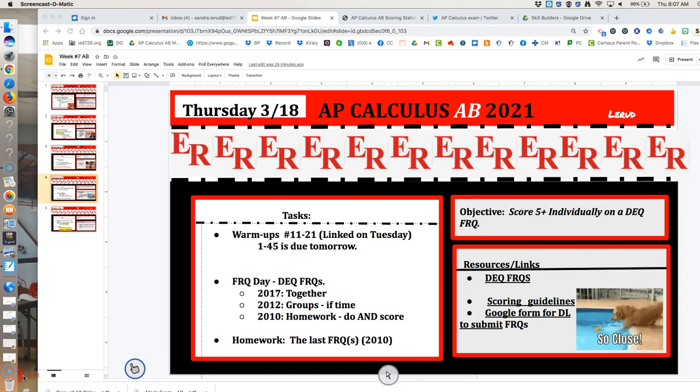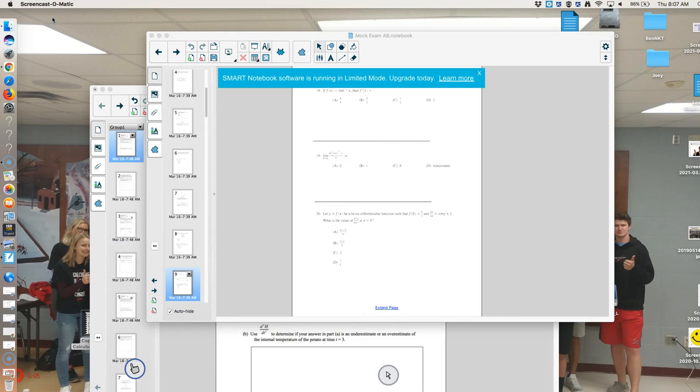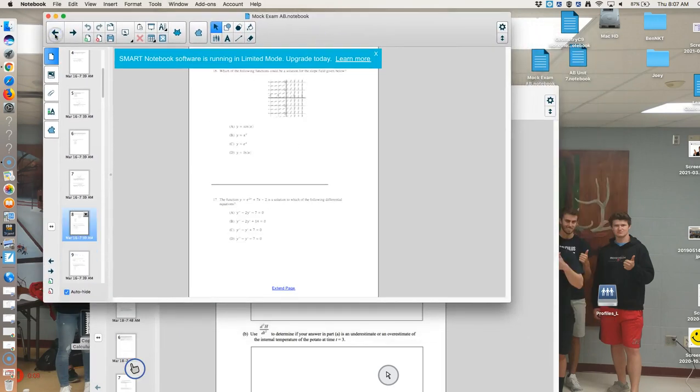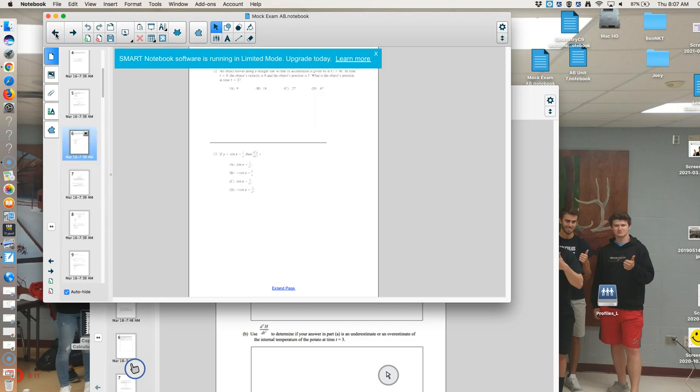Forgot yesterday. All right, so let's hit the warm-ups. They get progressively a little bit more complicated. So we're on number 11 in here.